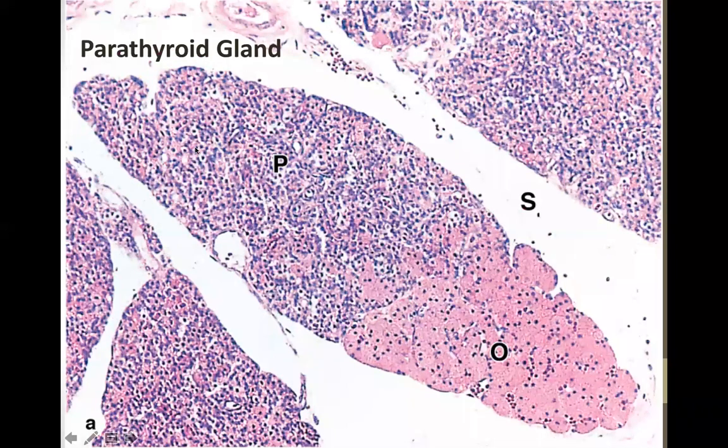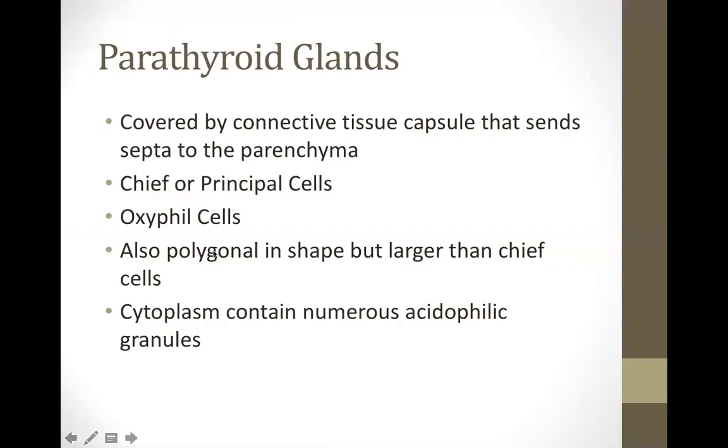Okay, the majority of the parathyroid glands are your chief or principal cells. These are the dark staining cells found in the parathyroid glands that comprise your parenchyma. And according to the description, oxyphil cells are larger than the chief cell.